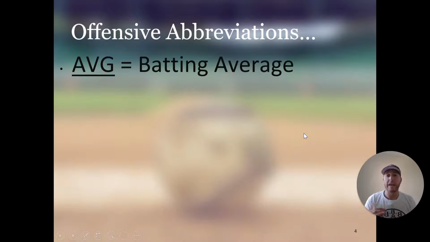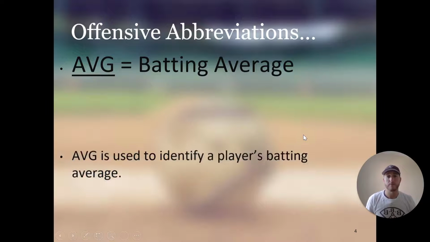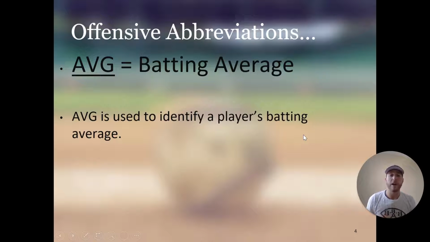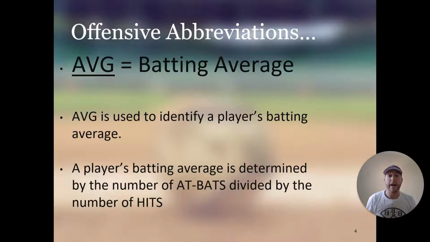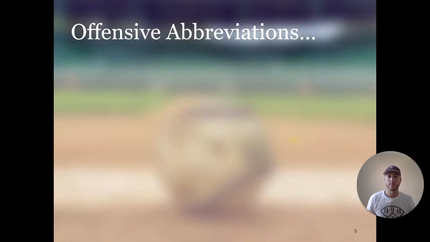The next one is AVG. AVG just refers to batting average. AVG is used to identify a player's batting average. A player's batting average is determined by the number of at-bats divided by the number of hits that they have. So all of the number of at-bats, no matter what they do, divided by the number of hits that they get is their baseball batting average.